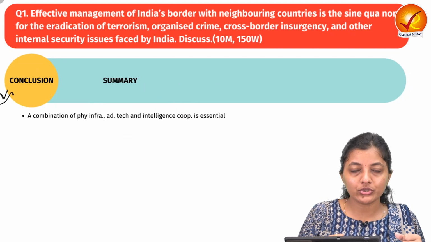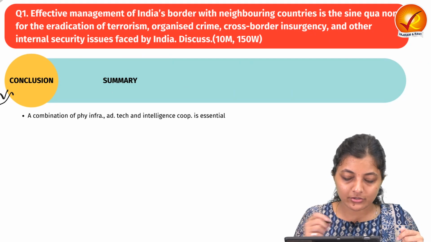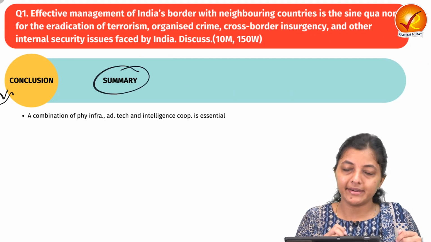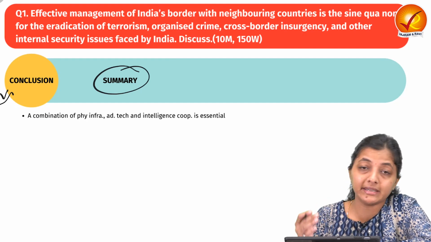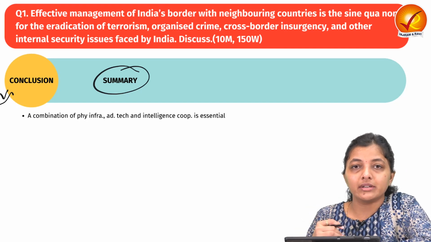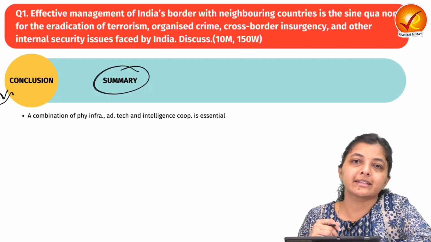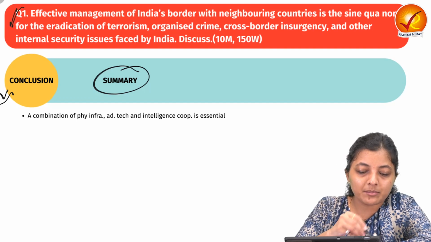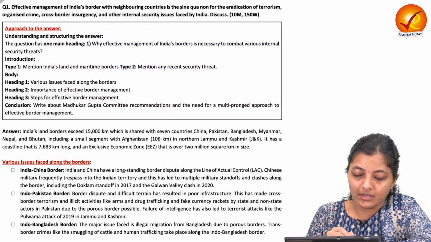Next is the conclusion. Mostly all the things we have already written in the body part. So to summarize, you can write that a combination of physical infrastructure, advanced technologies, and intelligence sharing is required to ensure effective border management and the internal security of India. So this completes the first question. Now let's see the model answer.